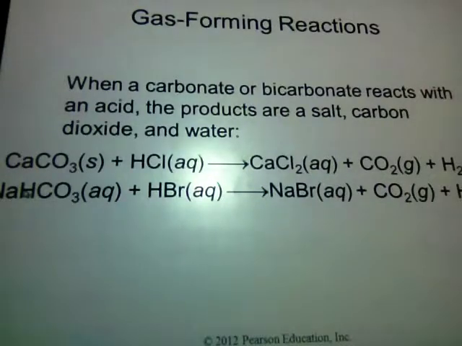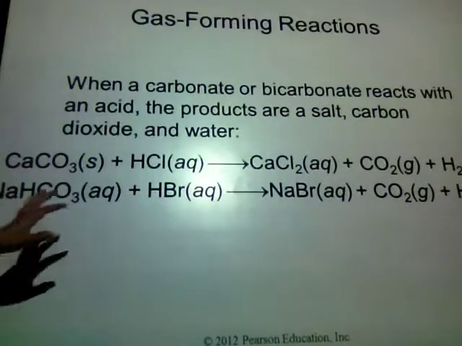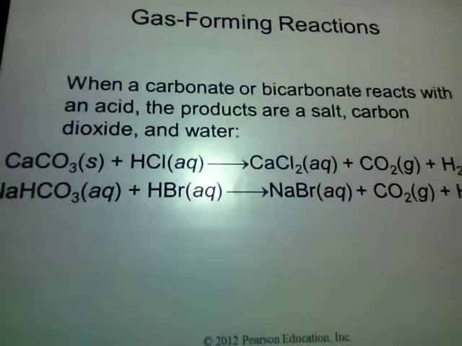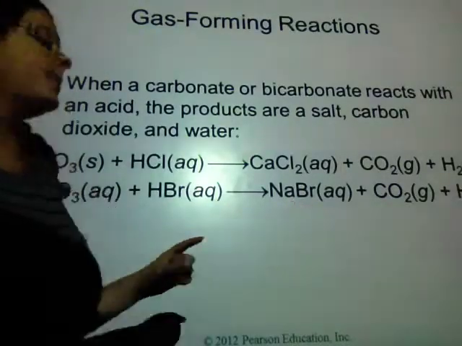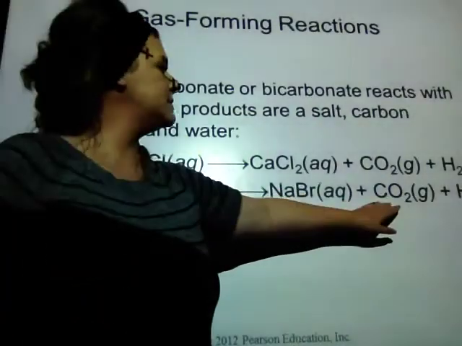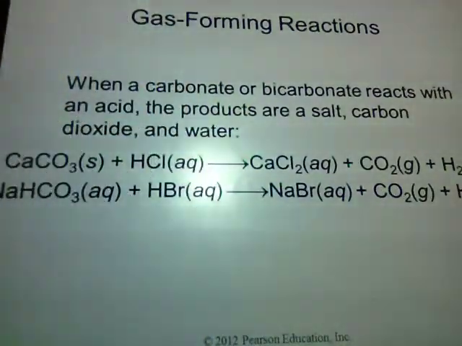Again, I just wrote out another one for us. So let's say that we have sodium bicarbonate or hydrogen carbonate reacting with hydrobromic acid. So in this case, I'm still going to get my salt, which is sodium bromide. I'm going to get my carbon dioxide, and I'm going to get water. And then just make sure that these are balanced, because this one is definitely not balanced. So any carbonate reacting with an acid, I will always produce salt, CO2, H2O.